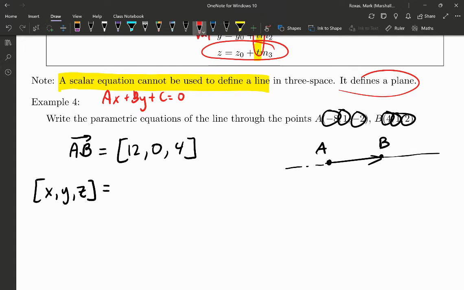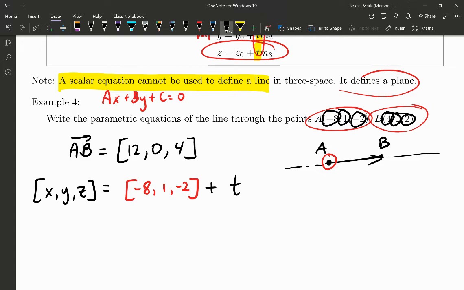So I could pick, let's say, point A, and you could pick any one between the two. I could pick point A or B, and if I pick point A, I'll just write down that point vector, negative 8, 1, and negative 2, plus some scalar parameter t times the direction vector, 12, 0, and 4. So that says I can get any point on this line. I can get a point up here, right? If I start from point A and I multiply by some scalar multiple of the direction vector, then I arrive at any point P. So that's the vector equation.